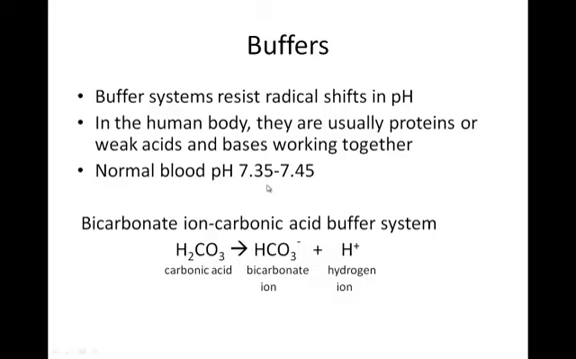And then our pH will start to go up. So this buffer system is resisting a radical shift in pH. Our pH was going down because we had too many hydrogen ions. The bicarbonate ion bound them up and made carbonic acid. Some of you are thinking, we made an acid and our pH went up. I don't get that. We make an acid.